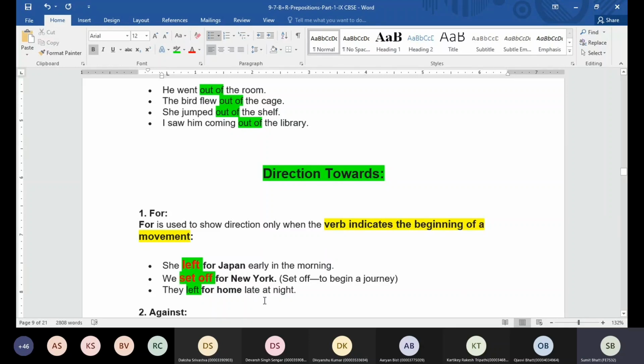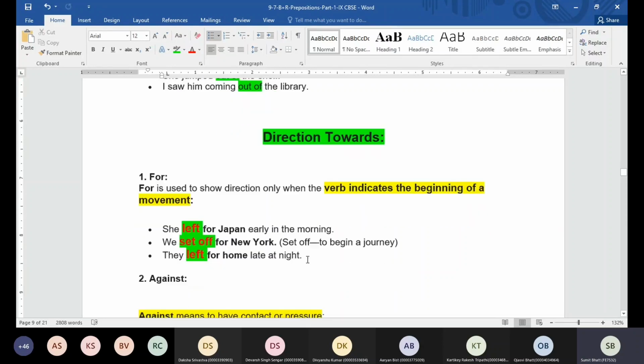They left for home late at night. When I say "left" here, "left" is a verb. And I told you earlier, after "left," if you have two choices, "for" and "to," don't go for the word "to," go for the word "for." They left for home late at night. So when you are referring to the end point and beginning of a journey, and you have a verb, and you have to choose between "for" and "to," always go for the word "for," because after a verb we use "for," not "to."